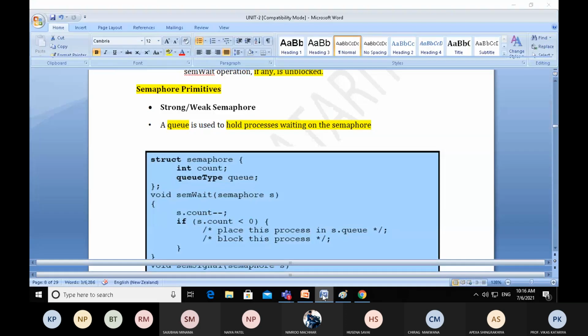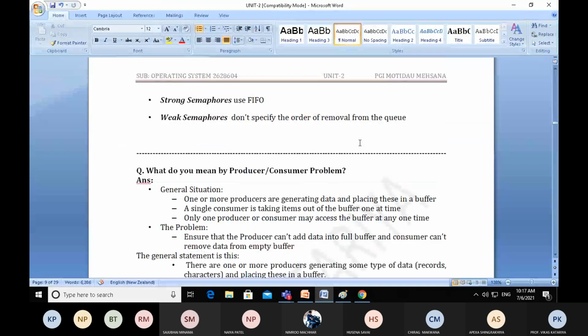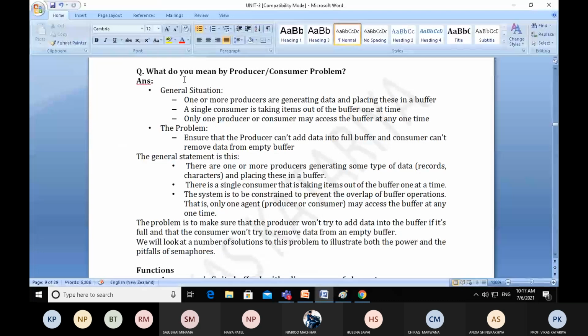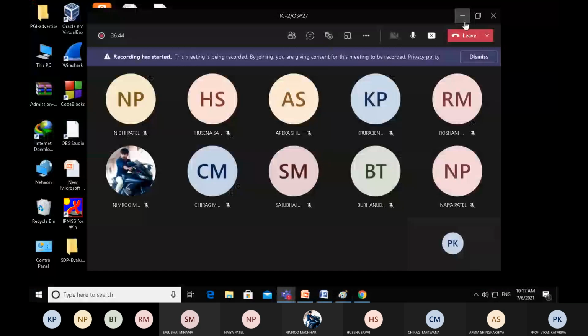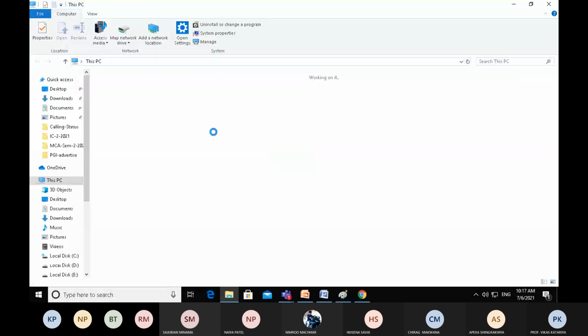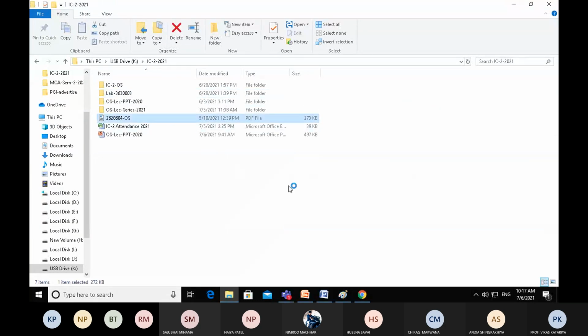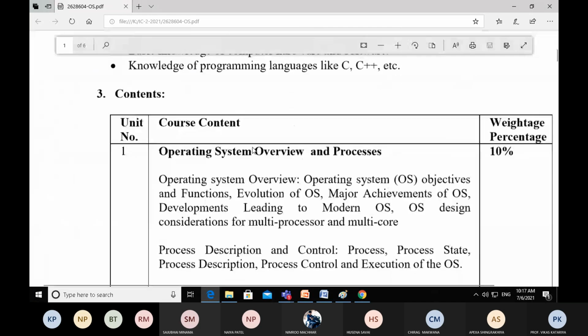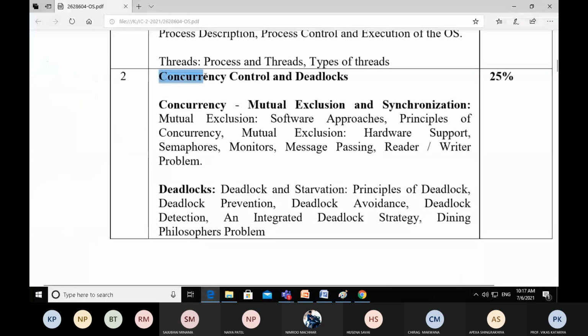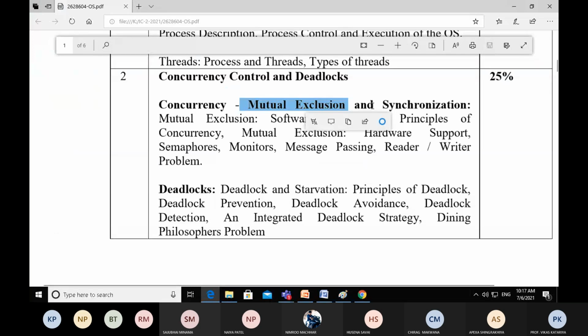All right, so let's move ahead. Now there are some philosopher problems. Let's understand, first we will look at the syllabus. Is there a philosopher problem or not? This is our syllabus. We are covering concurrency control and deadlock. In concurrency, we have done mutual exclusion and synchronization. For mutual exclusion, we are dealing with the software approach.